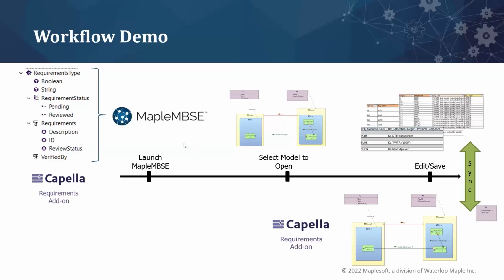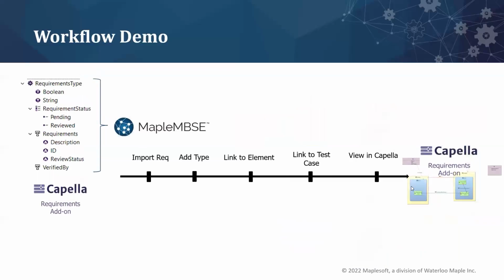So for the workflow, what we are going to see is I'm going to launch MapleMBSE. We are going to select the Capella model and then start editing in MapleMBSE. And once we save, we will be able to see the synchronization, how the new information that we included in MapleMBSE is captured directly in the Capella model.